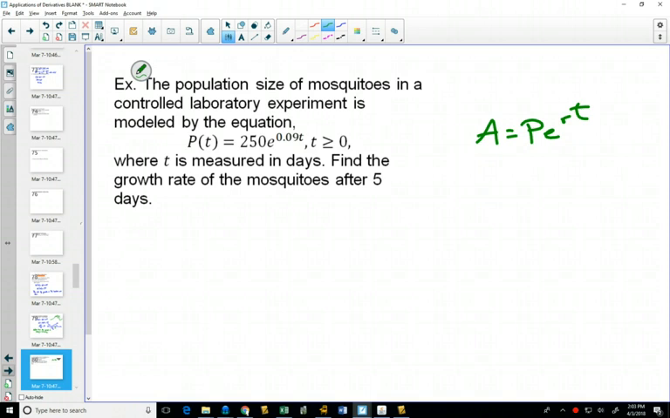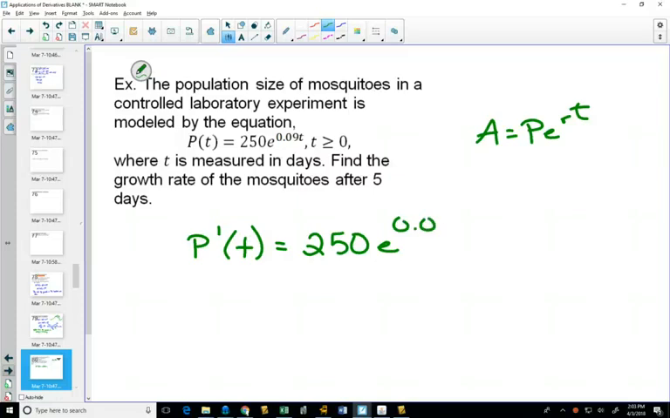So anytime we're finding a growth rate, a rate of change, we're going to find the derivative. How good are your derivative skills with this one? 0.09. What we're going to have is the 250 e to the 0.09t multiplied by 0.09. Because the derivative of e to the x stays the same, but we have a chain rule.